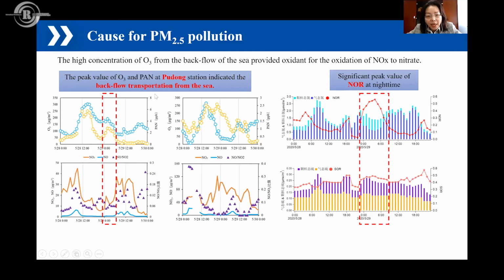Another indicator is that, besides the high concentration of ozone, we can check the backflow of the wind from the sea, which can also provide the high concentration of PM at our super stations. So this gives us information not only about the ozone, but also that the nitrate was transported from the sea. This means that the significant peak value of NOx can also give us such information. There is some long-range transport from other provinces.